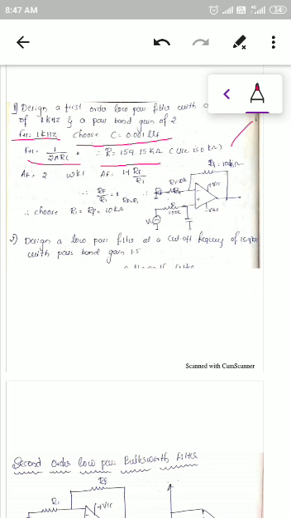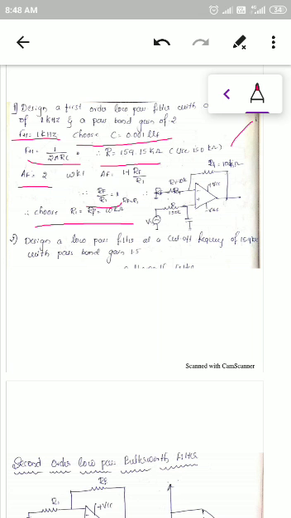Gain is also given, AF is 2, and we know that the gain equation is 1 plus RF divided by R1. So here the gain is equal to 2 and 1 plus RF divided by R1. So RF divided by R1 is equal to 1 here. So now RF is equal to R1, that means the feedback resistance and the input resistance are both the same. Now choose R1 and RF equal to 10 kilo ohm.